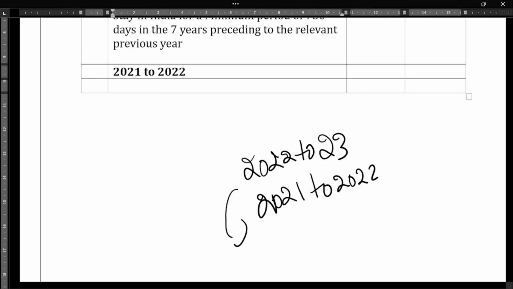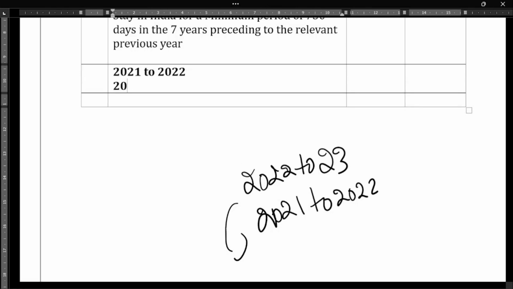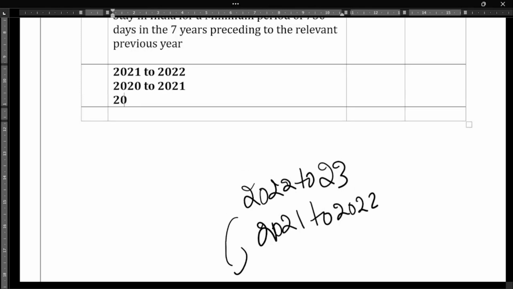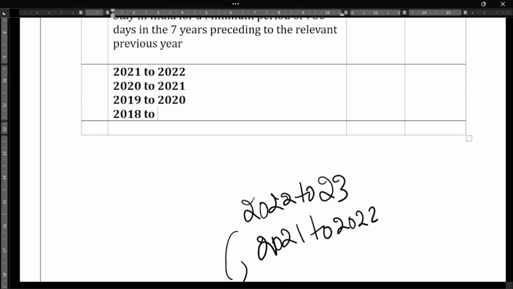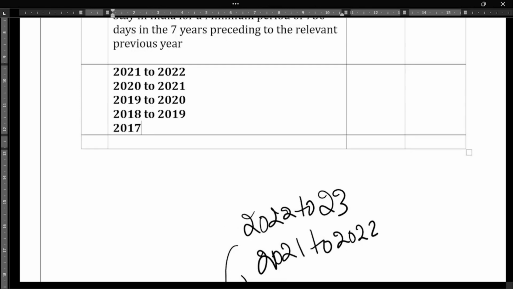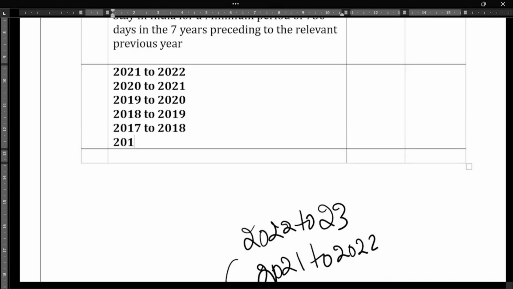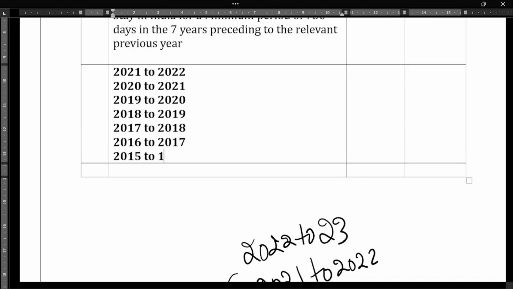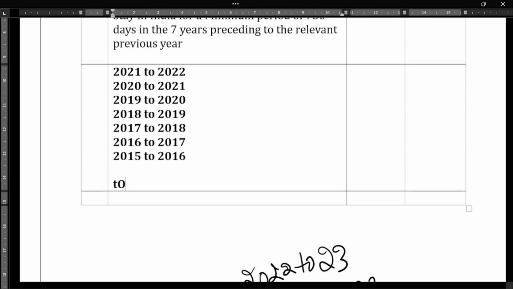2021 to 2022, 2020, 2021, 2019 to 2020, 2018 to 2019, 2017 to 2018, 2016 to 2017. So 7 years is not over. So 2015 to 2016. After this, put a row.